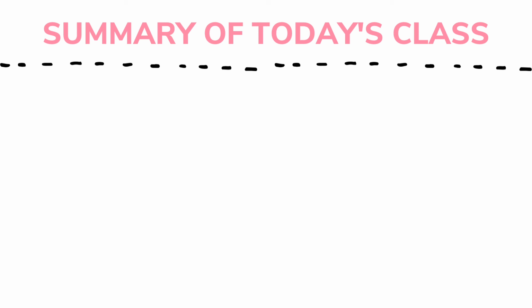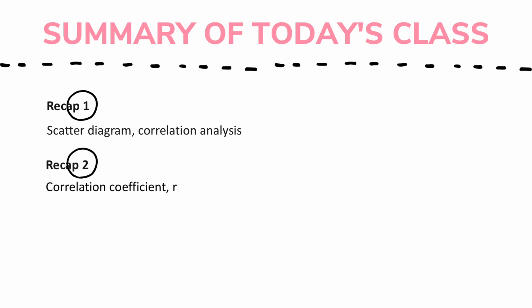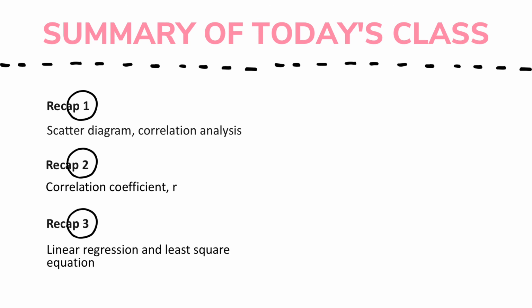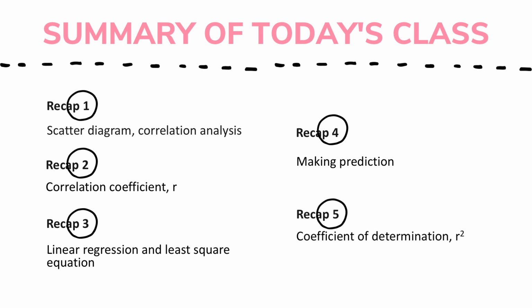So that's the end of the 5 subtopics in this lesson. Let's recap. The first subtopic is about scatter diagram and correlation analysis. The second one is on correlation coefficient, or R. The third subtopic is on linear regression and least square equation. The fourth one is on making prediction. And the final one is on coefficient of determination, or R-square.